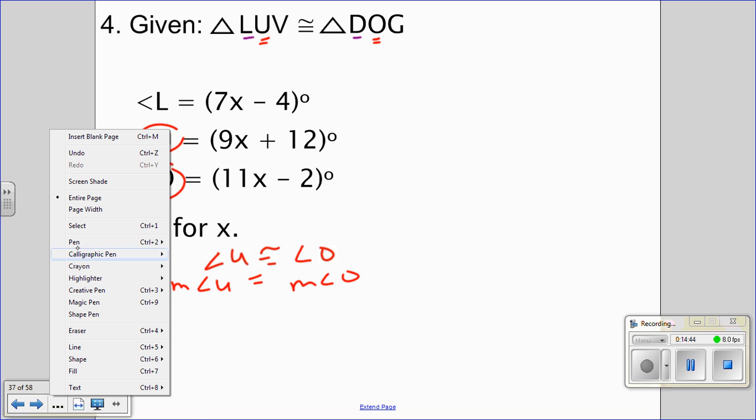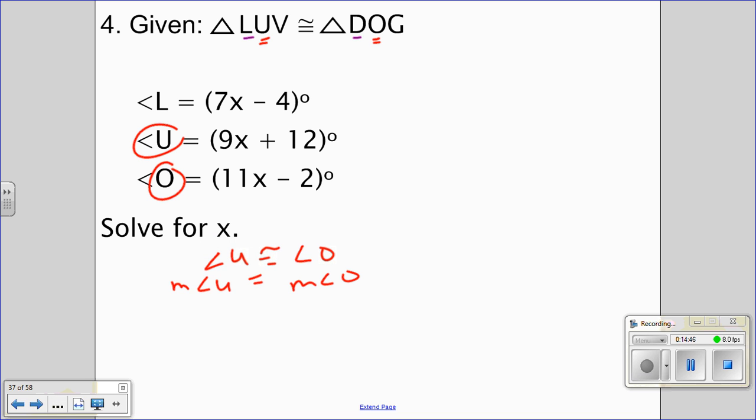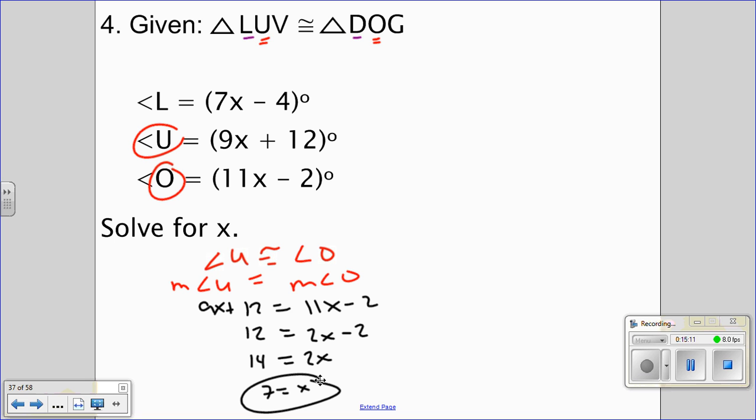So now that I know that, I can set up my equation. I would say 9x plus 12 equals 11x minus 2. And now I can solve for x. First, subtract 9x on both sides. Leaves me with 12 equals 2x minus 2. Add 2 to both sides will give me 14 equals 2x. So divide by 2, you would have 7 equals x, or x equals 7.